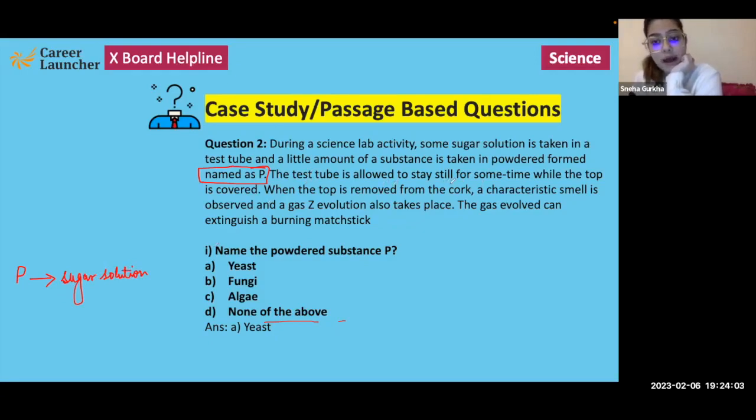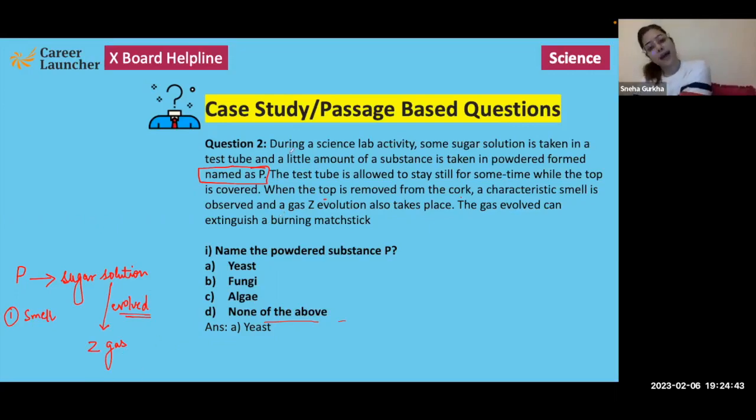The test tube is allowed to stay for some time while the top is covered. When the top is removed from the cork, a characteristic smell is observed. So after some time, we observe a characteristic smell, and we observe the evolution of a gas that takes place, which is named as Z, right? So a gas is evolved, and we have named that gas as Z. The gas evolved can extinguish a burning matchstick, right?